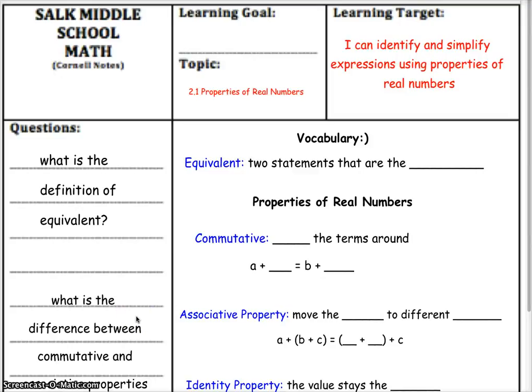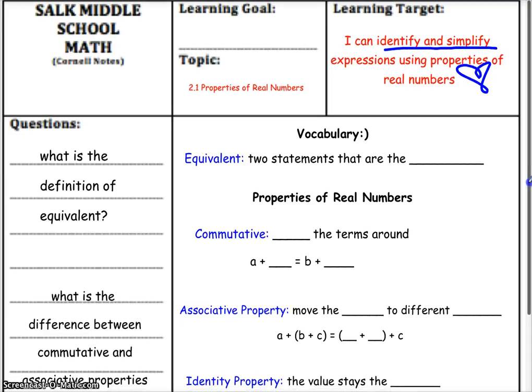We are moving on to our next unit. We are starting with 2.1, which is properties of real numbers. What you're going to be able to do today, you can identify and simplify expressions using properties of real numbers. This whole unit is aligned with properties and being able to simplify algebraic expressions utilizing properties.